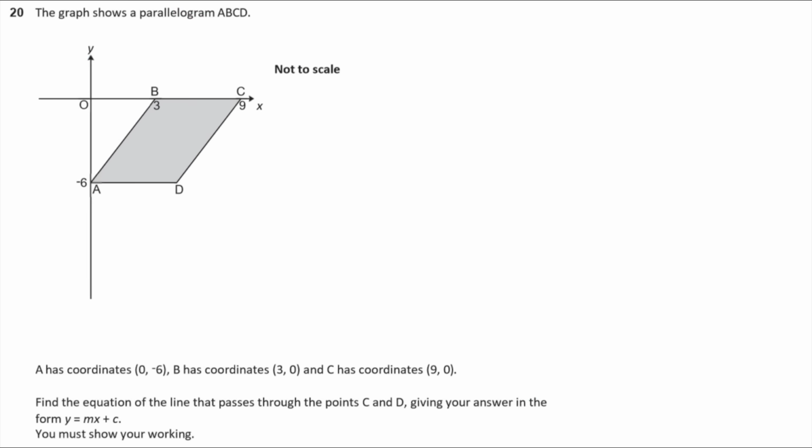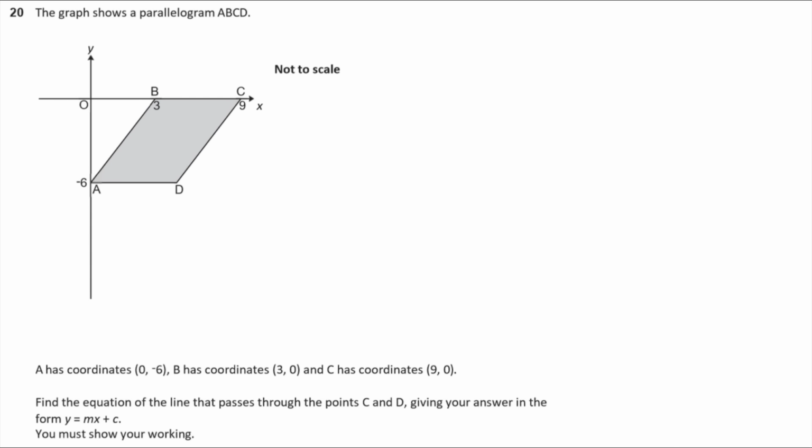Question 20. The graph shows a parallelogram ABCD. A has coordinates 0, minus 6. B has coordinates 3, 0. And C has coordinates 9, 0. Find the equation of the line that passes through points C and D. Give your answer in the form y equals mx plus c. You must show your working.